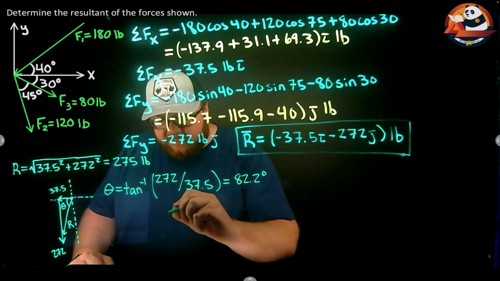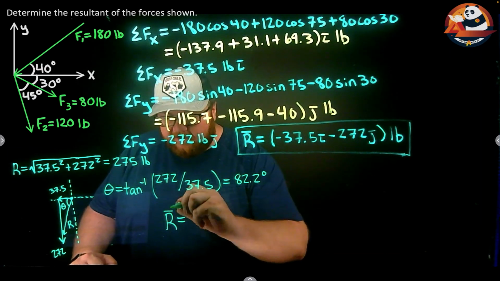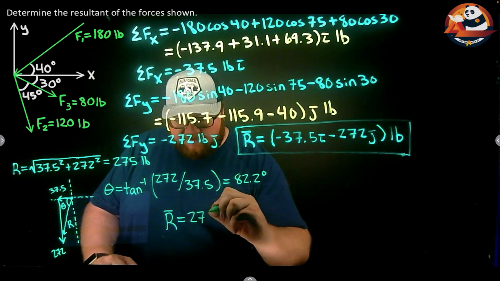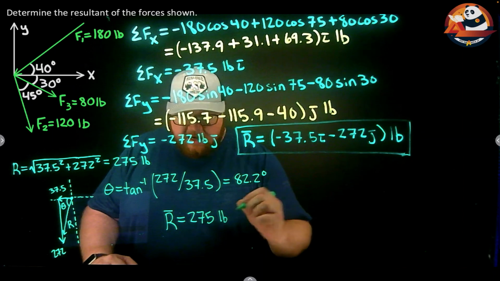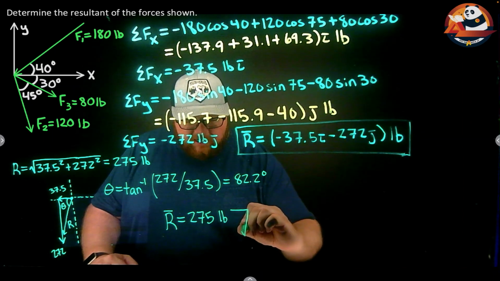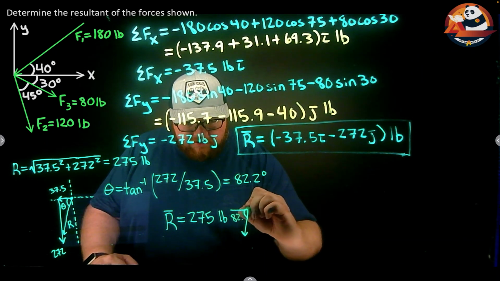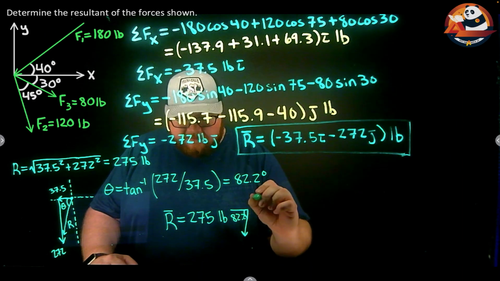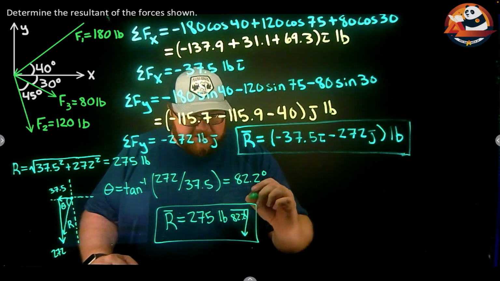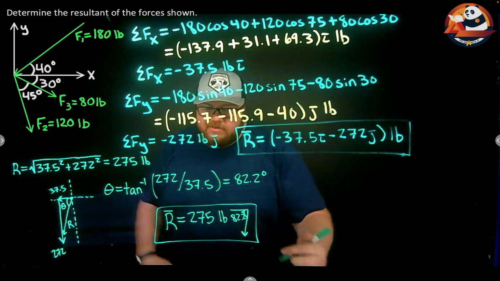I can take these two things and pull them into one answer statement then. That my resultant should be equal to, as a vector, so we'll stick that line over it, my magnitude 275 pounds, and my direction, I know I measured from negative x into the third quadrant. So we'll label it to look like that. 82.2 degrees. And that would be my final answer, but I kind of ran out of room. But again, we can get through that.